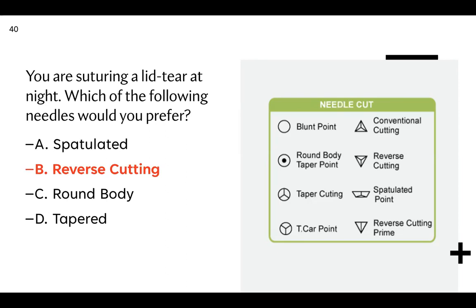Even in daytime, if you're suturing a lid tear, you should choose a reverse cutting needle because it gives you a precision of entering and exiting. And unless you're suturing the tarsus, you can use a reverse cutting or a cutting needle. When you're suturing the tarsus, you should not use a reverse cutting or a cutting needle because it may go through and through the tarsus. For the tarsus, you can use a spatulated point needle, but for the rest, cutting or reverse cutting.